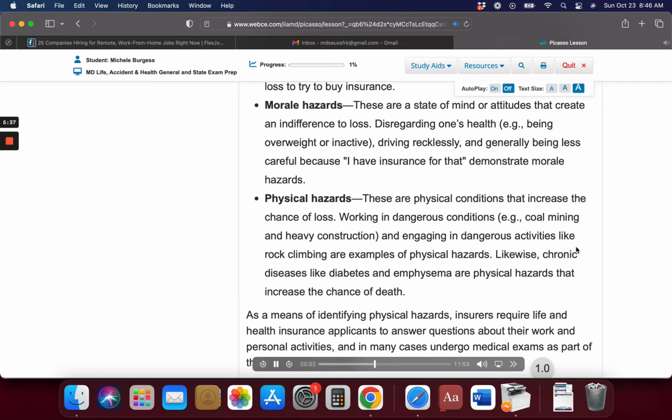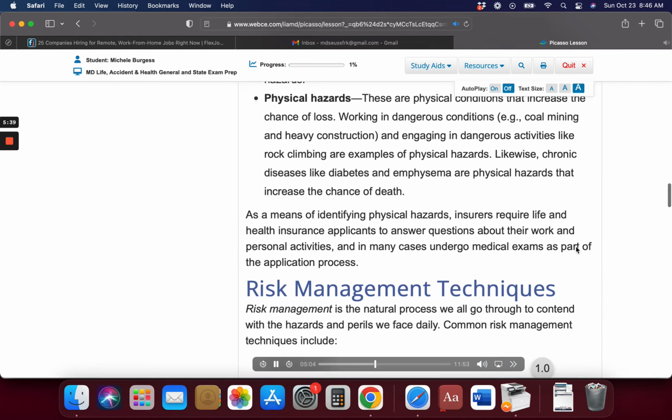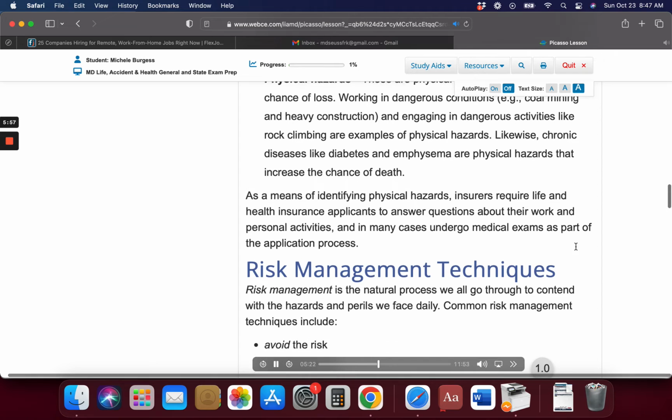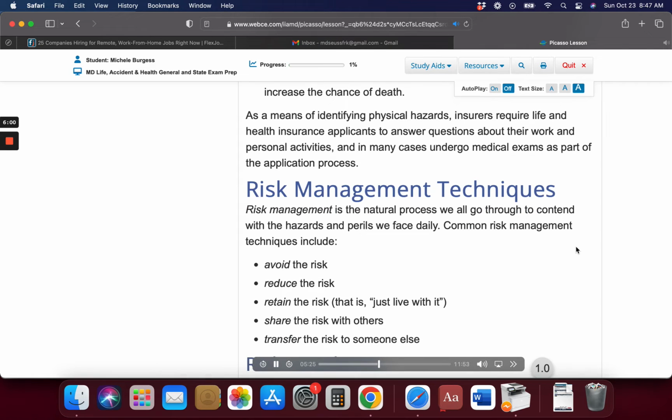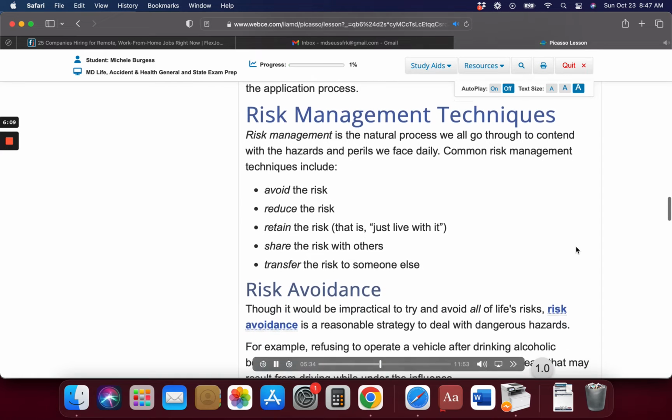These are physical conditions that increase the chance of loss. Working in dangerous conditions, for example, coal mining and heavy construction, and engaging in dangerous activities like rock climbing are examples of physical hazards. Likewise, chronic diseases like diabetes and emphysema are physical hazards that increase the chance of death. As a means of identifying physical hazards, insurers require life and health insurance applicants to answer questions about their work and personal activities, and in many cases undergo medical exams as part of the application process.